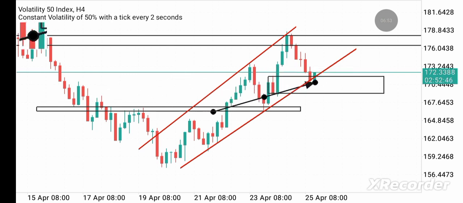So we are expecting the market to buy. Perhaps it is going to buy back to this zone. Then on getting to this zone, it creates a double top, then sells to the downside. But for now, the market is buying. It is very simple, guys, to see.